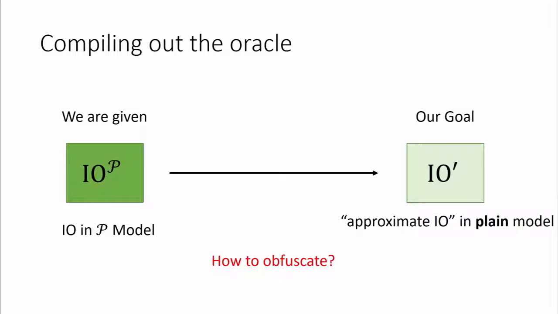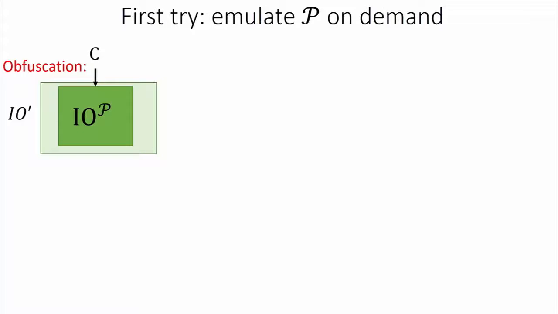We have to say how to obfuscate, how to basically design this algorithm, and how to evaluate it. We have to describe both processes. But let me go a little bit more into the process. Let me try something that doesn't quite work, but is very intuitive.